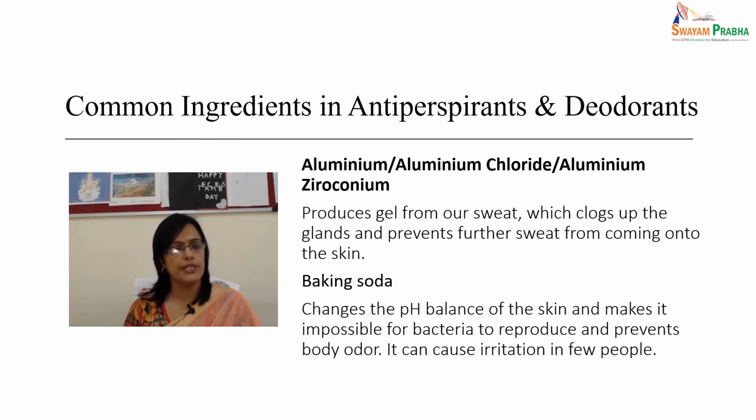The very first is aluminium, aluminium chloride, and aluminium zirconium. This is the most important ingredient in antiperspirant products, and it produces a gel from our sweat which clogs up the gland and prevents further sweat from coming onto the skin. So first ingredient, remember aluminium, aluminium chloride, aluminium zirconium. Next is baking soda, which changes the pH balance of the skin and makes it impossible for bacteria to reproduce, preventing body odor. The disadvantage is that it can cause a little irritation.